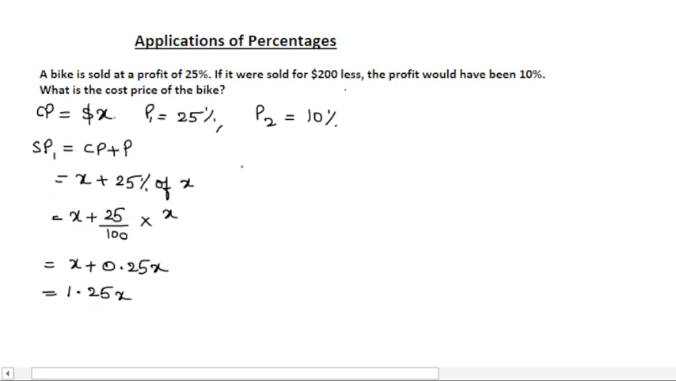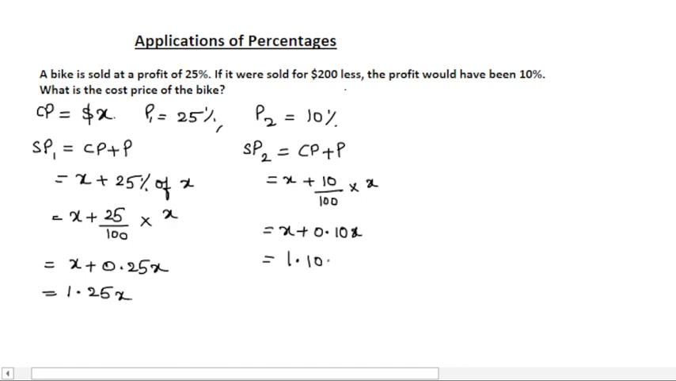Exactly on the same lines I can calculate my second selling price when the profit is 10%. So my second selling price is going to be again cost price plus profit. My cost price being X, plus profit is 10% of X. I simplify it, I convert it to decimals and I get X plus 0.10 times X. On adding, I get 1.10 times X. So I have the first selling price, the second selling price.